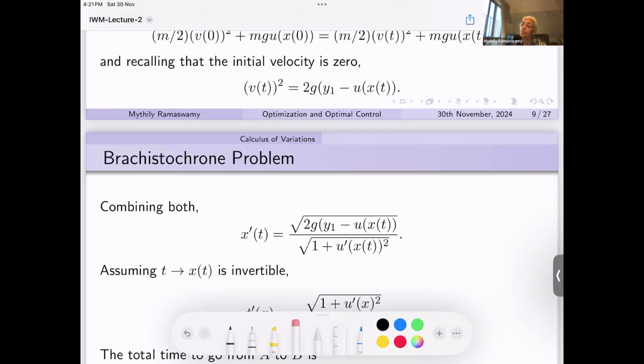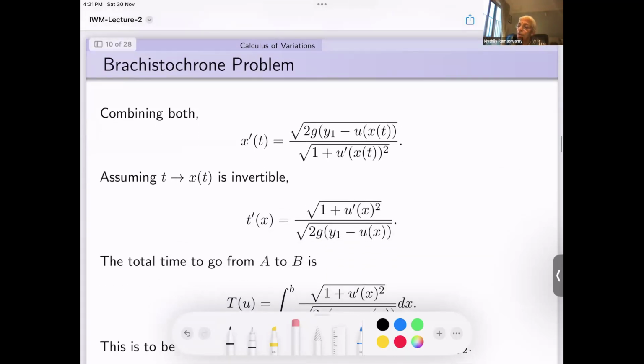Why am I doing all this? Because I want to know what is t prime of x. T prime of x, then I integrate it, I'll get the total time. This is another way of finding out. There are several ways of arriving at this. So I have taken this particular route.